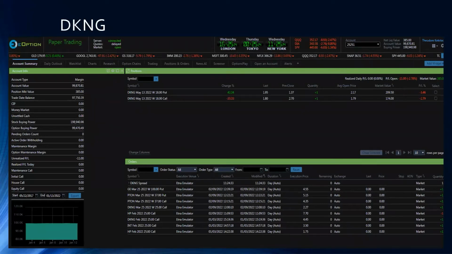Now, if the market goes above your upside break-even point before expiration, then you would actually have a premium. That's when you start to build up.